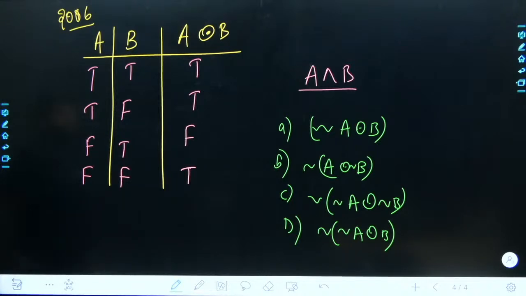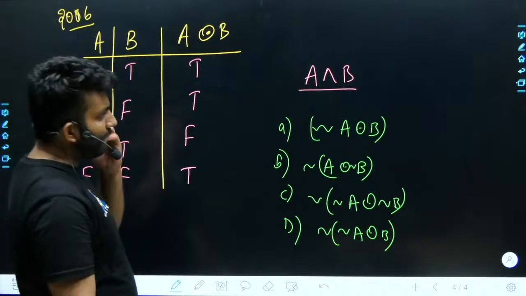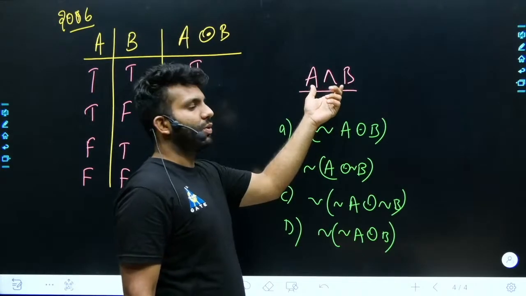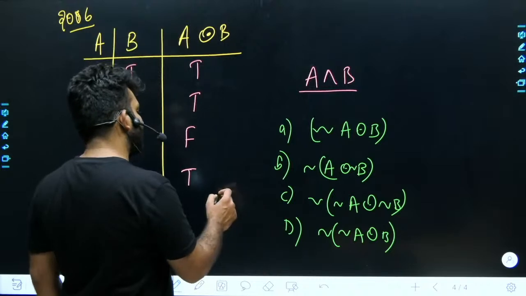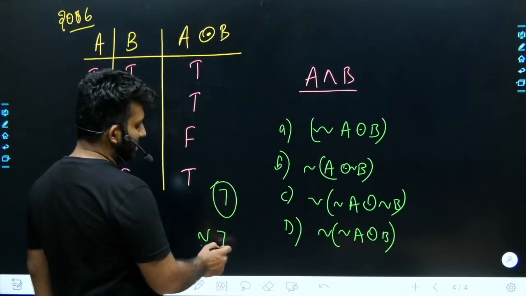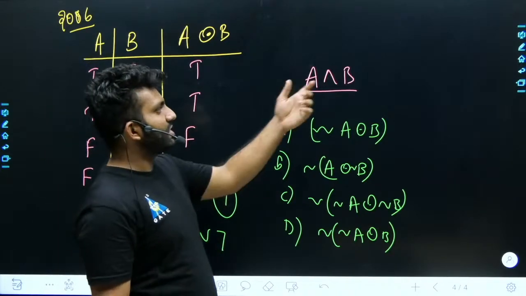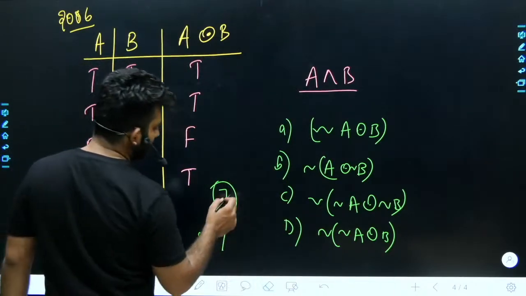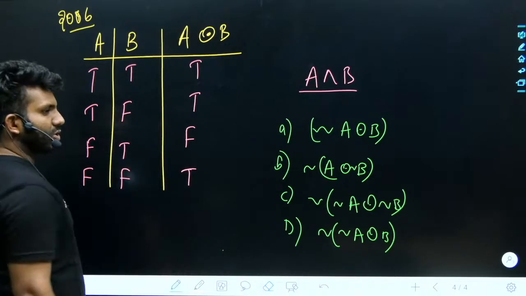So what is being given in the question? This is the truth table given to me, and I am being told to find the equivalent expression for this particular one in terms of this operation, where negation is the usual negation, not, nothing else. So what do I get? Look at this truth table very carefully.